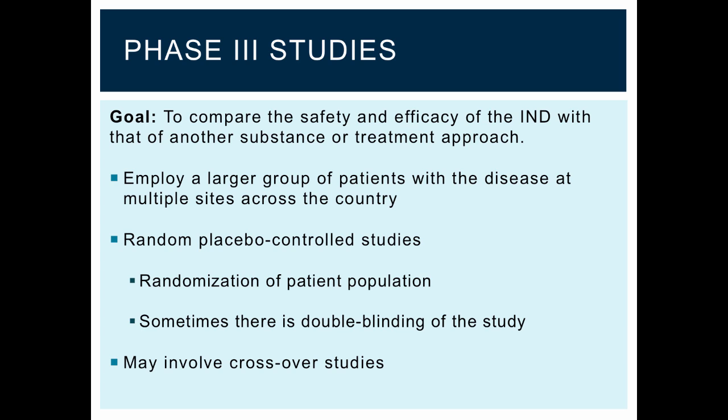Phase 3 studies may also involve what are known as crossover studies. Crossover studies are done in cases where it is unethical to administer placebo only. In these cases, patients are switched between placebo and treatment, either experimental or established treatments.